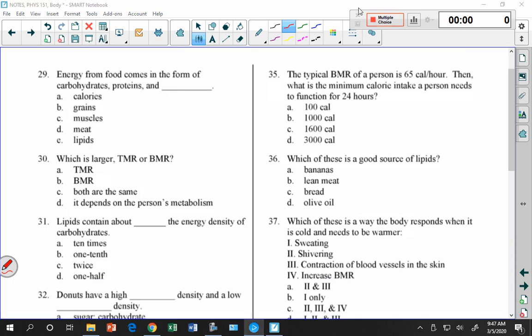Let's try number 30 here, which is larger, TMR or BMR. So you need to know what those mean, TMR and BMR, and the difference between the two. If you finish 30, you can go on to 31. Let's stop at 45.